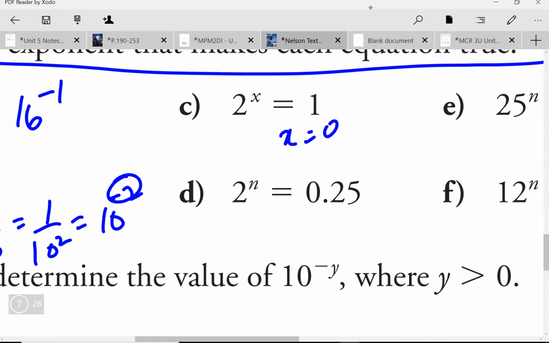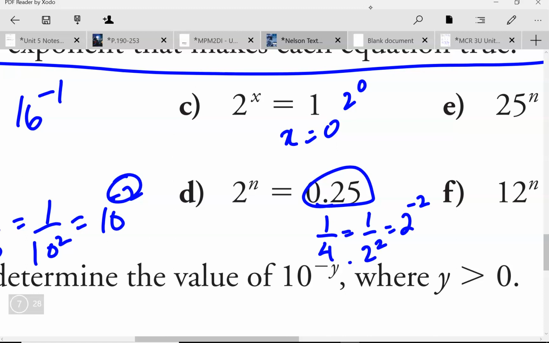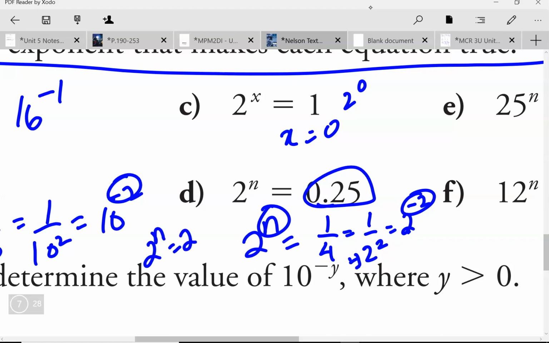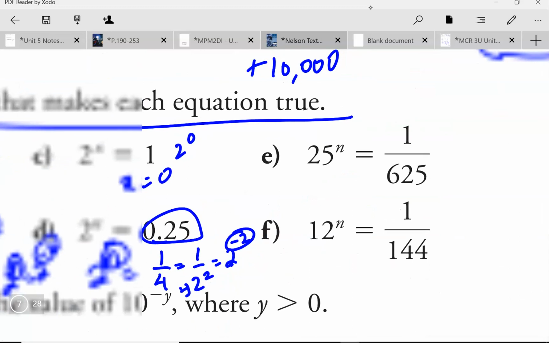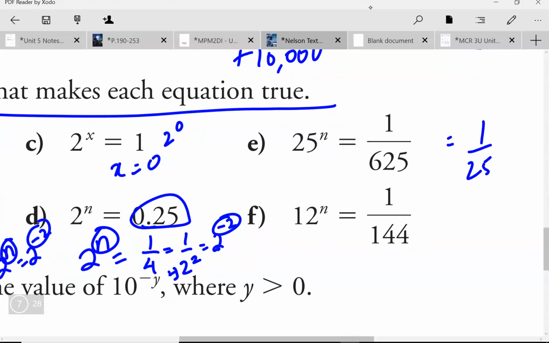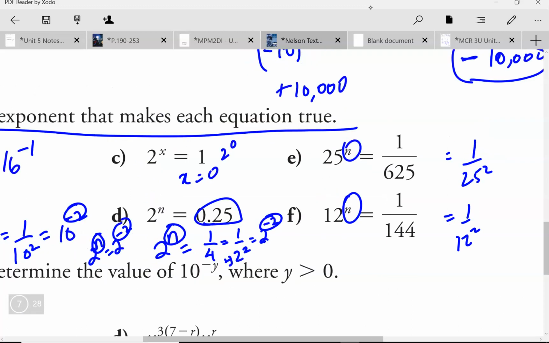Here x equals 0. That's straightforward because 1 is 2 to the power of 0. 0.25 is 1 over 4, 1 over 2 squared, 2 to the power of negative 2. Again, 2 is in the denominator. I'm going to move the 2 to the numerator and change the sign of the exponent to make it negative. Right? And so n equals negative 2. Hopefully we're okay with the last step I'm doing. If 2 to the power of n equals 2 to the power of negative 2, that means n has to equal negative 2. So you can try these ones. This is 1 over 25 squared, 1 over 12 squared. So n equals negative 2, n equals negative 2 here as well.